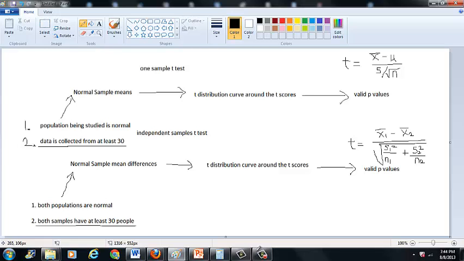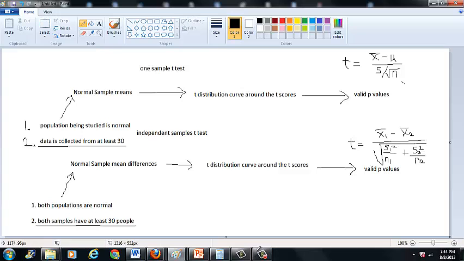And I was saying that when the curve above the sample means is normal, the curve above the t-scores, which is the t-distribution, has the correct shape that it's supposed to, which is called the t-distribution curve. And then having this t-distribution curve gives you valid p-values.